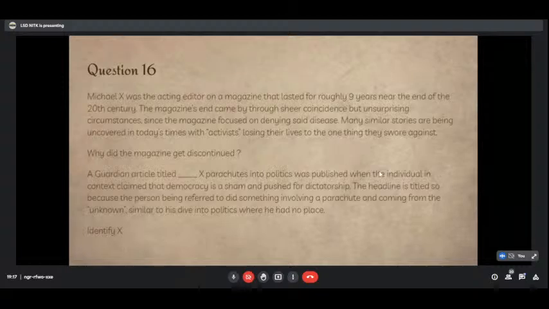The second part of the question is talking about a person who parachuted into politics and talked about how dictatorship should be the new norm. It's very appropriate considering how this person did something with a parachute and came in from the unknown, similar to how he dived into politics out of nowhere, literally out of nowhere. So identify X, which is the surname of this person, which is the same as the editor of the magazine in question. Question 17.